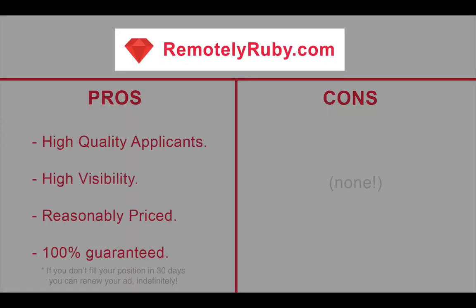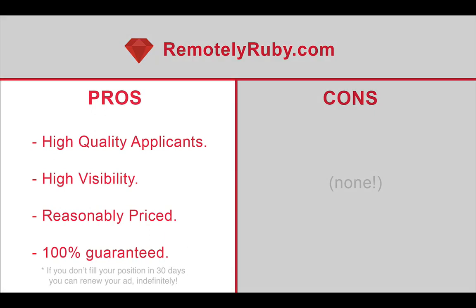And finally, the best by far method of all of finding good Ruby and Rails developers is to use us, RemotelyRuby.com. You're going to get high quality applicants, your ad is going to be very visible, we're reasonably priced, and we're 100% guaranteed. I'm going to talk about that a little bit in a minute, but that means if you don't fill your ad in 30 days, you can keep renewing your ad indefinitely until you do.